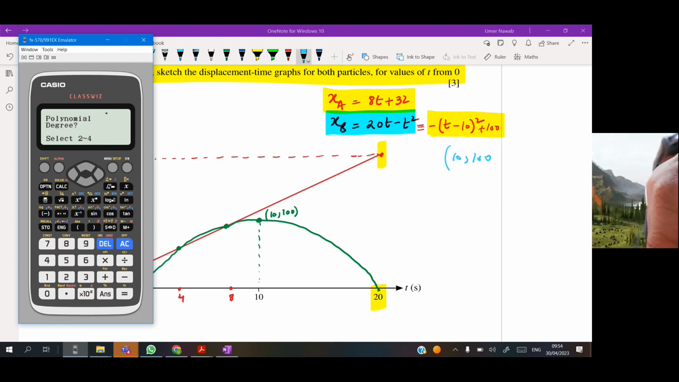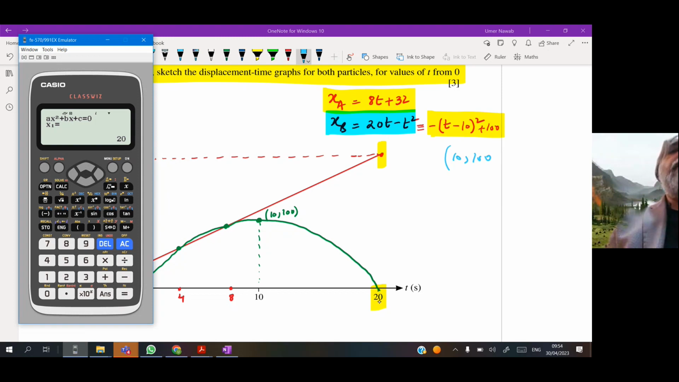I go to the polynomial two. I can enter -1 because the coefficient of t square is -1. Enter. The coefficient of t is 20, so I'm going to enter 20. There is nothing constant there, so I'm putting 0. 20, where it cuts the x-axis.